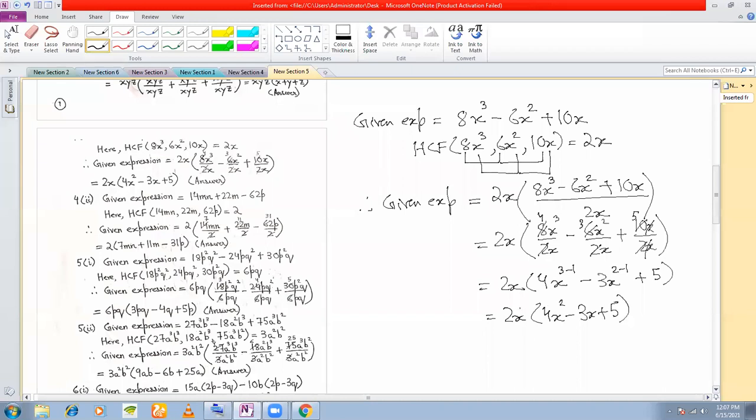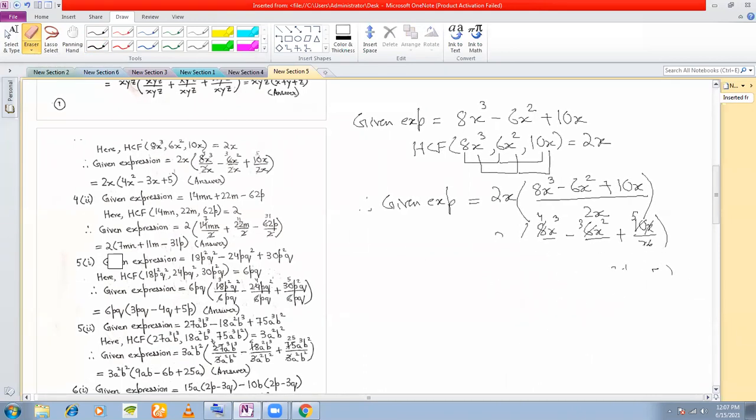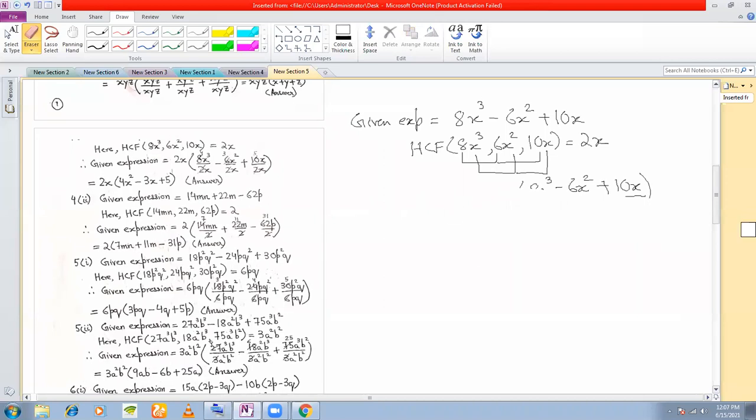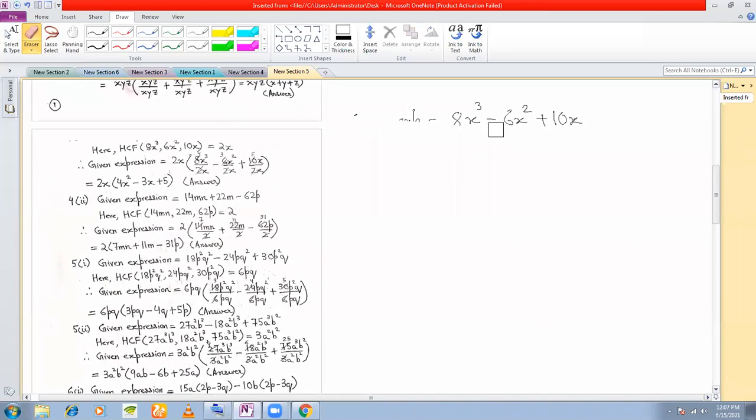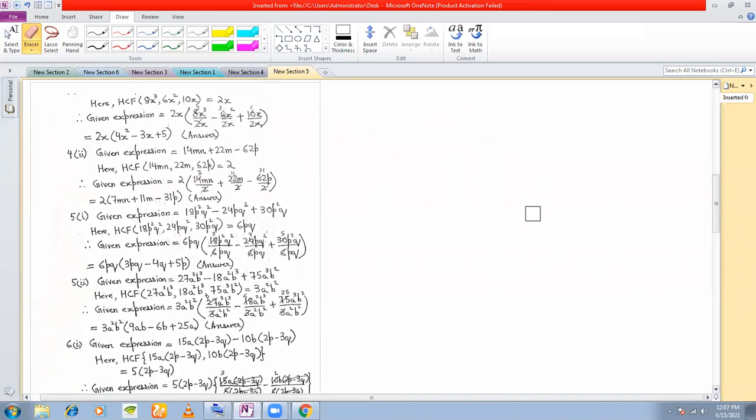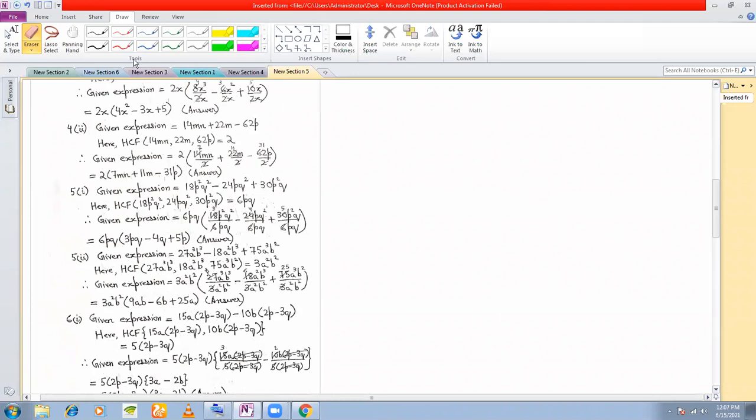Okay, how many factors are there? There are three factors. First factor, second factor, and this entire expression is your third factor. Okay, so this is easy enough. Okay, moving on to the next one, 5.1.